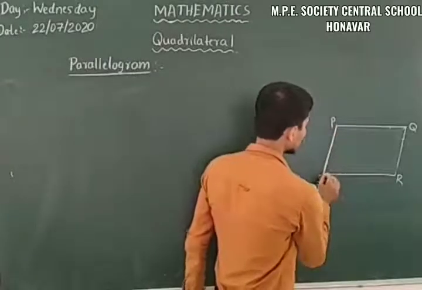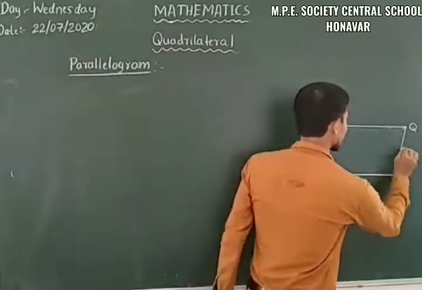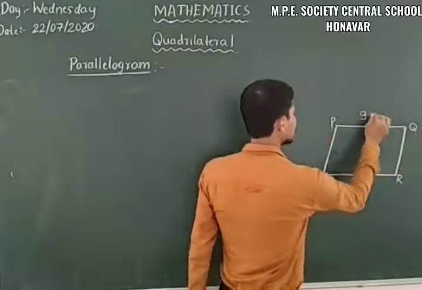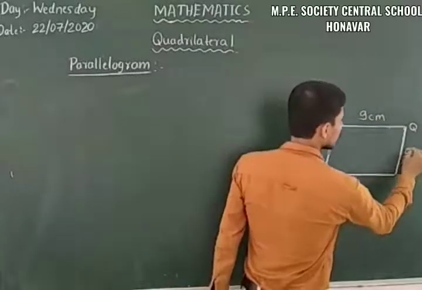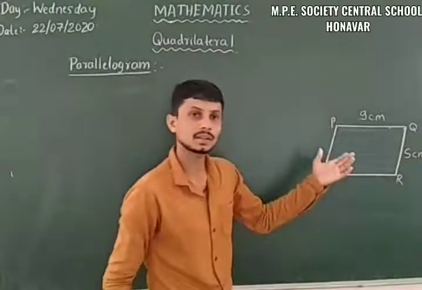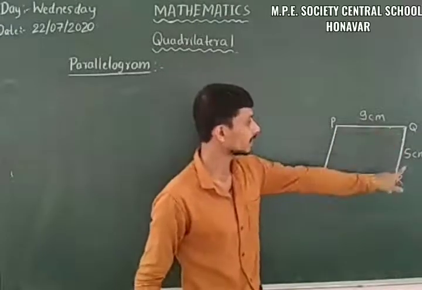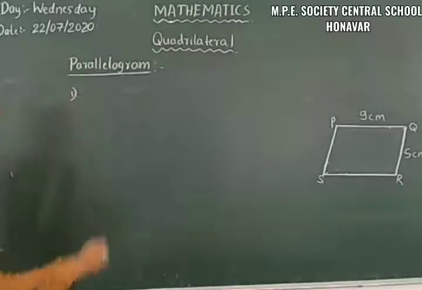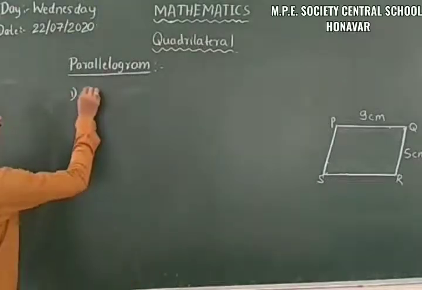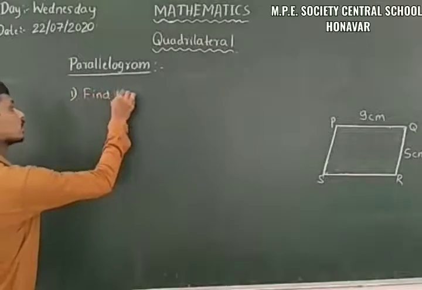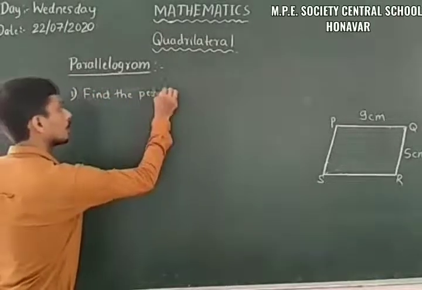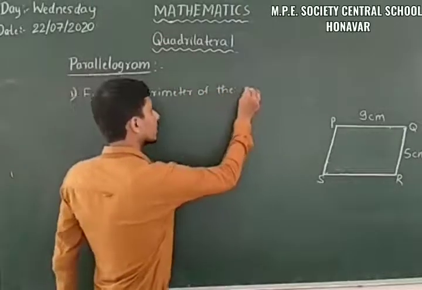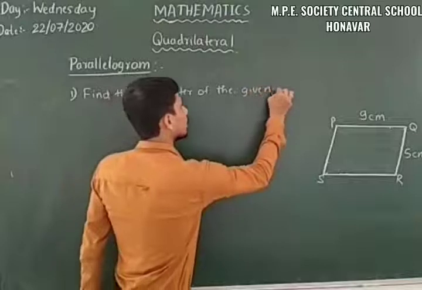Yes, so we again consider the parallelogram PQRS here. I will take PQ is equal to 9 cm and QR is equal to 5 cm. So then what is the question? Find the perimeter of the given parallelogram.